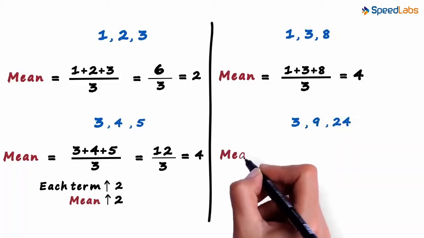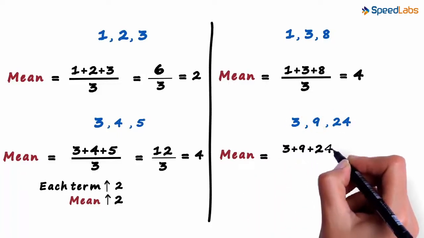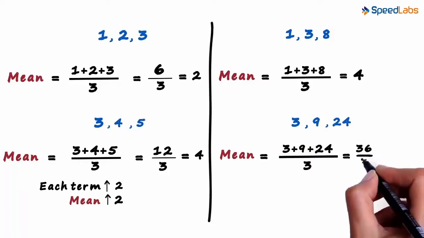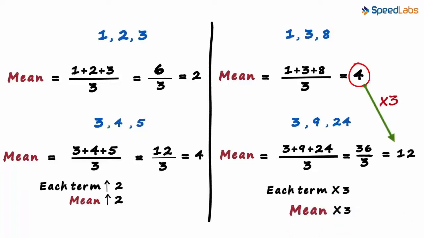Now let's find the mean of these 3 terms. It would be 3 plus 9 plus 24 divided by 3. Sum of values divided by the number of values. 3 plus 9 is 12, and 12 plus 24 is 36, and 36 by 3 is 12. Guess what? The mean, which was 4, became 12. 4 times 3 is 12. When each term is multiplied by 3, the mean is also multiplied by 3. And the same goes with subtraction or division.